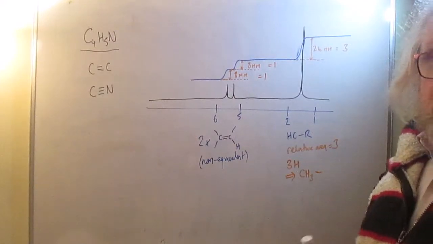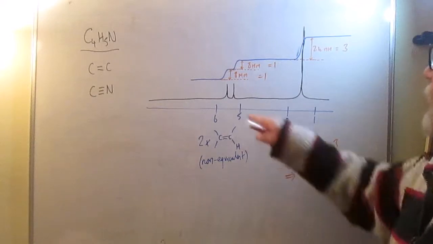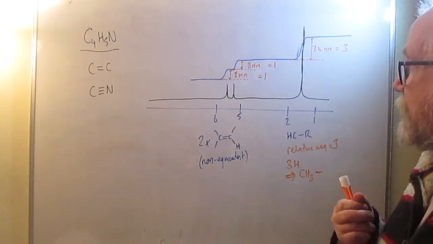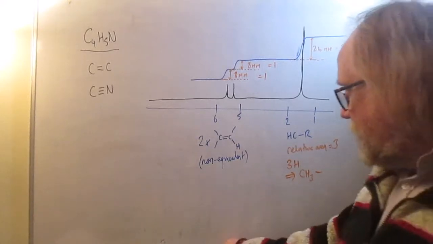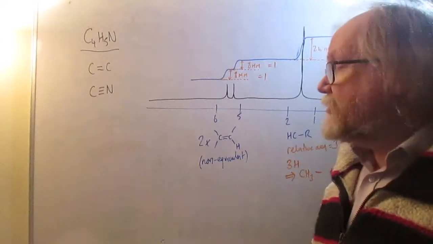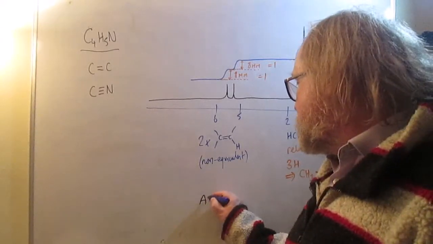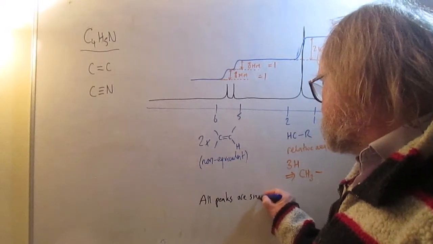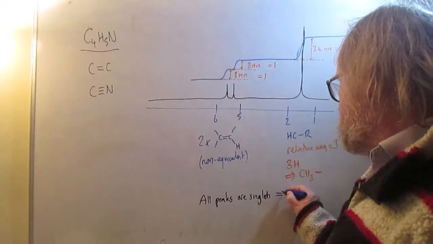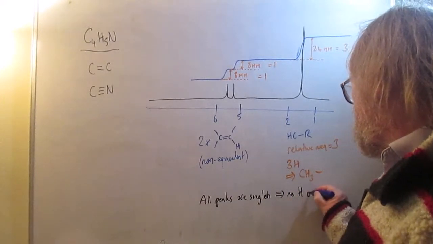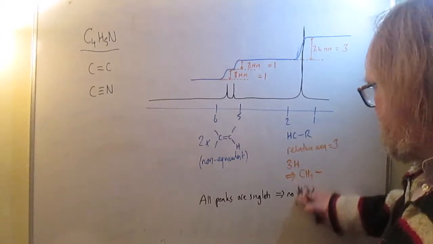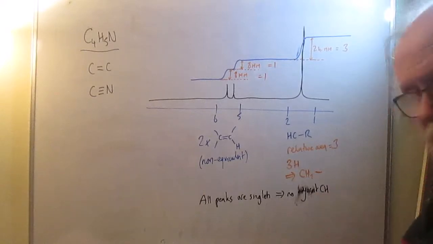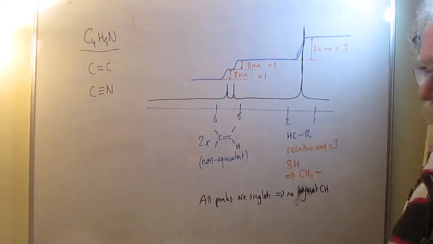Okay, so that's extremely useful information, that we know what we've got in the molecule. The other thing that's extremely important is that all of the peaks are singlets. So that tells you something hugely important, which is that none of them have hydrogens on the adjacent carbons. So we should write that down, that all peaks are singlets, which means no adjacent CHs, basically, is what it tells us in each case. And so that's going to make a big restriction on what the possible structures are.